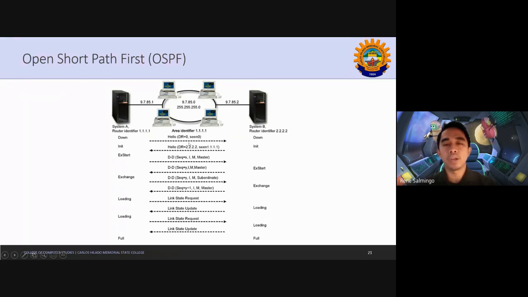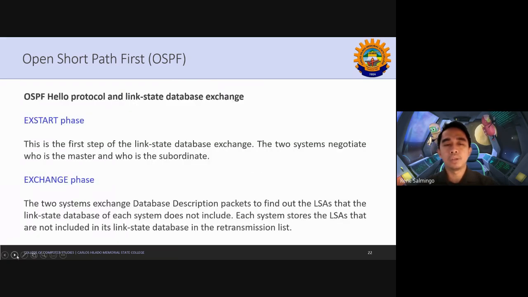again they will be checked. So if you are there, you will be included in the database in the exchange phase. So there will be retransmission if you are not included in the link state database. So in order for you to send the information, you must be in the link state database.